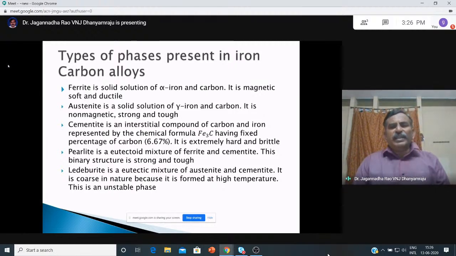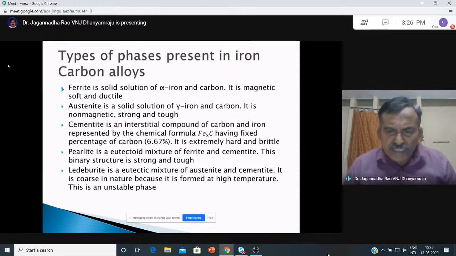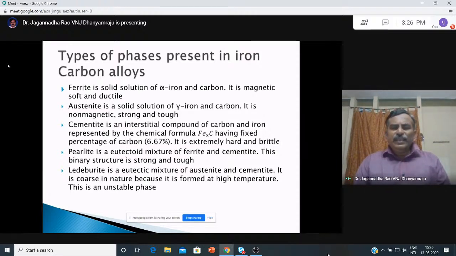But what is the significance of cementite? Cementite is extremely hard and brittle. So because of this nature, cementite is used in cutting tools. Because for cutting tools such as a chisel or a saw and so many other things, knives, razors, you require hardness. So that is why for those alloys, cementite has to be in significant quantities.